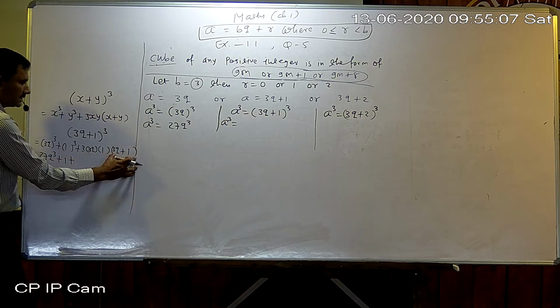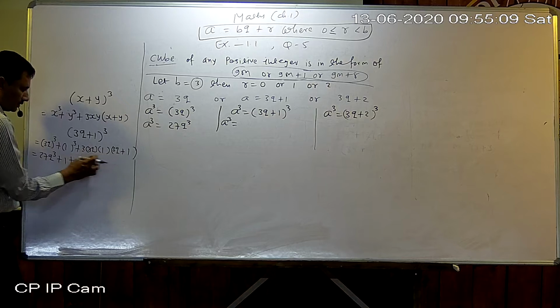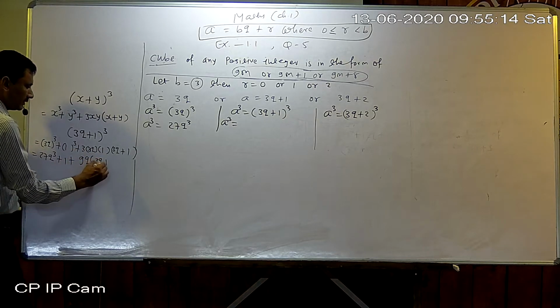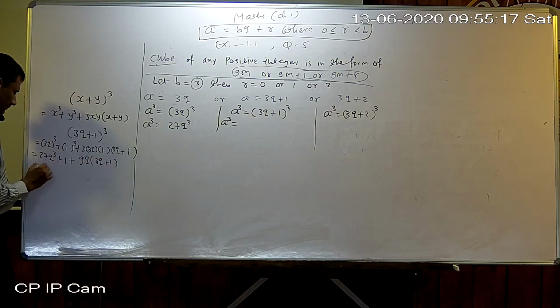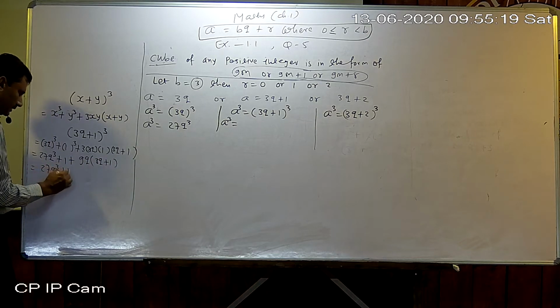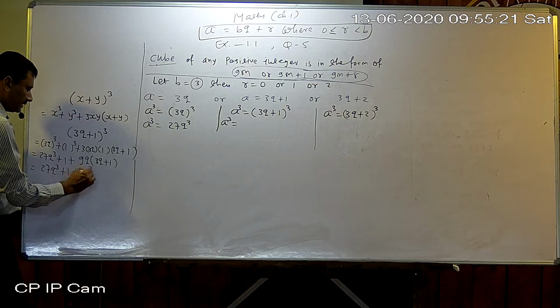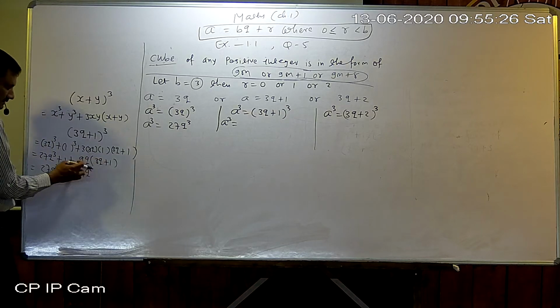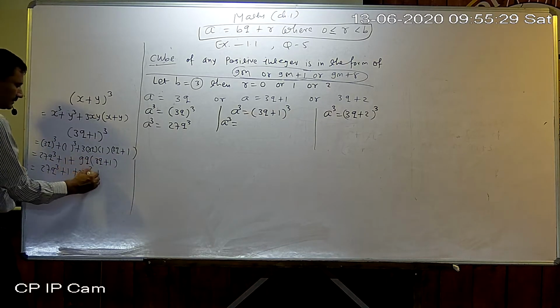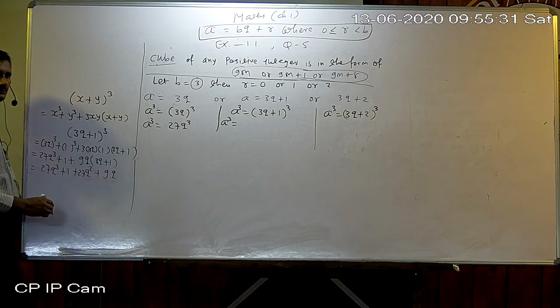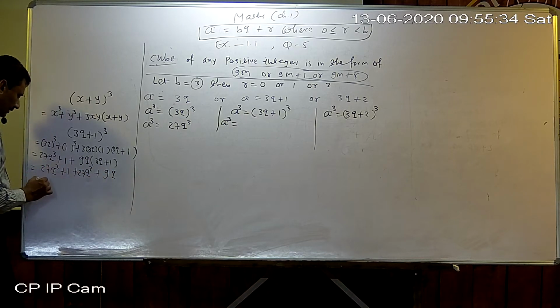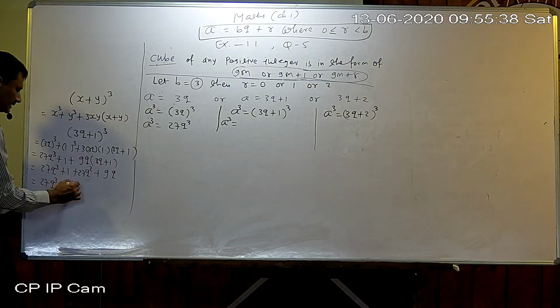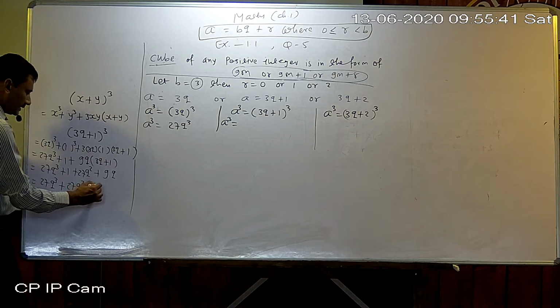Now don't open this bracket yet, just multiply all these three terms. So 3 3s are 9q. This bracket will open in the next step. So it will become 27q cube plus 1 plus 9q square, sorry, plus 27q square. 9 3s are 27q square plus 9q. Now arrange them according to decreasing degree. So 27q cube plus 27q square plus 9q plus 1.